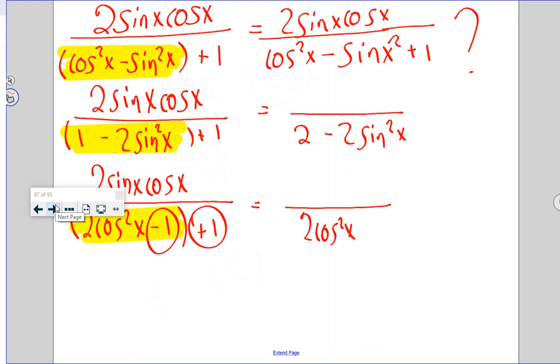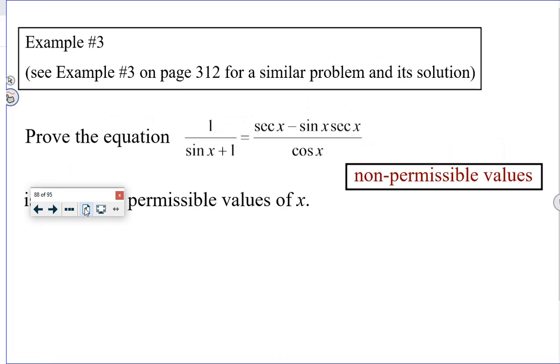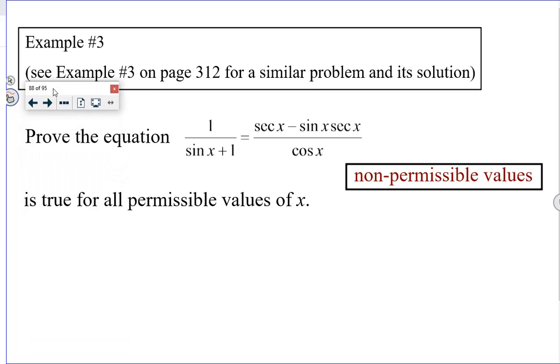All right, let's take a look at number 3. So let's do the non-permissible values first. By the way, we're doing the non-permissible values because I'm asking you to. If you were given an exam question that just said prove, you wouldn't need to do the non-permissible values. This is just for extra practice. So cosine of x is not allowed to be 0.